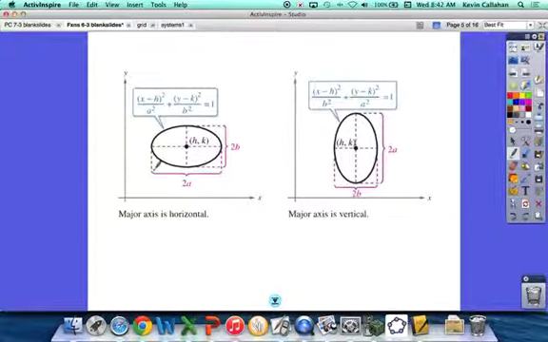Another thing to look for is that the right-hand side is always 1. If you don't have a 1 on the right-hand side, you got to do something to make a 1 on the right-hand side.